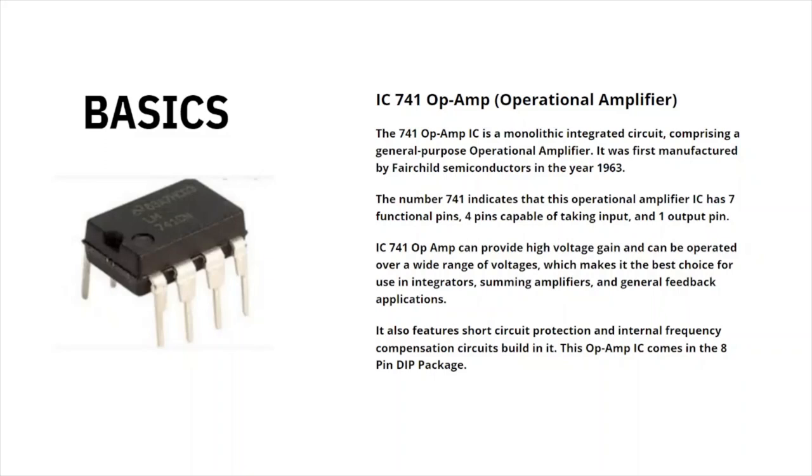The number 741 indicates that this operational amplifier IC has 7 functional pins, 4 pins capable of taking input and 1 output. IC 741 op-amp can provide high voltage gain and can be operated over a wide range of voltage, which makes it the best choice for use in integrators, summing amplifiers, and general feedback applications. It also features short circuit protection and an internal frequency compensation circuit built into it.